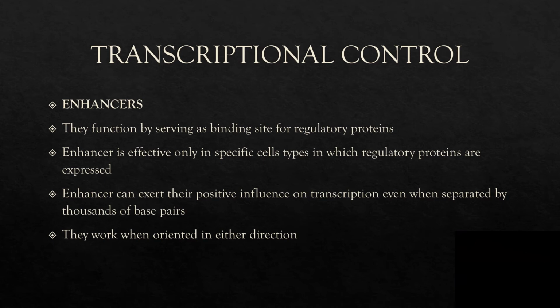Now, moving on to transcriptional control. Here is where enhancers and repressors come into play. Enhancers function by serving as binding sites for regulatory proteins. Enhancers are effective only in specific cell types in which the regulatory proteins are expressed. Enhancers can also exert a positive influence on transcription even when they are separated by 1,000 base pairs from the promoters. Now, what are promoters? A promoter is a region where transcription initiation takes place. They are oriented in either direction, upstream 5' or downstream 3'.